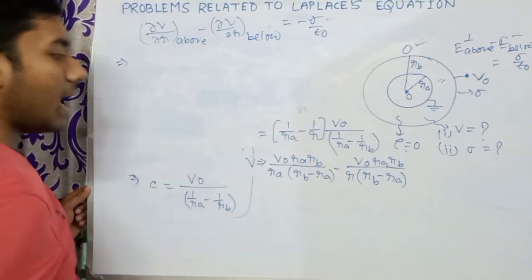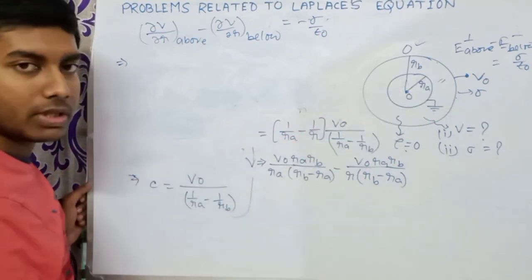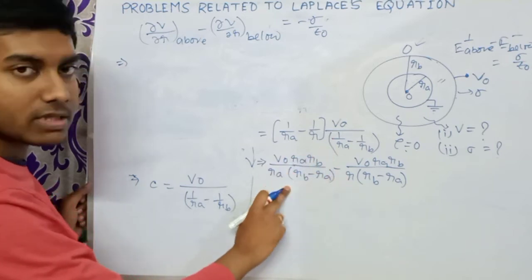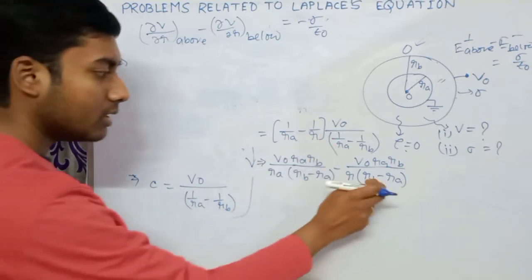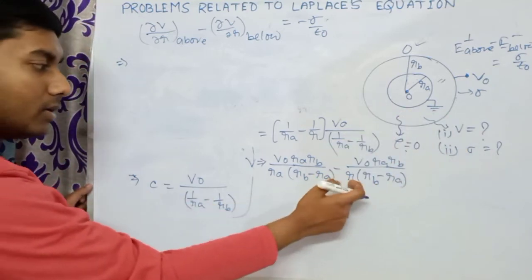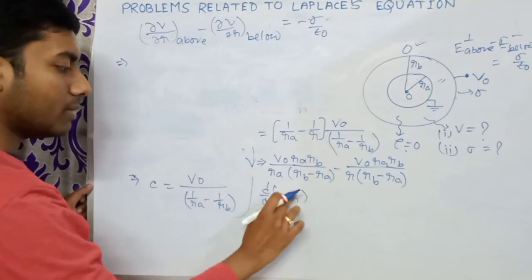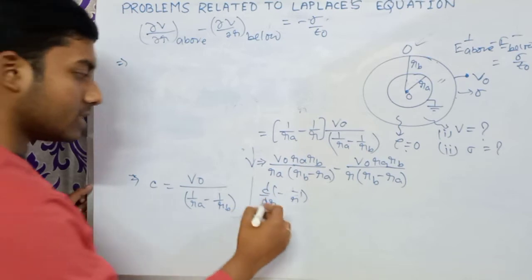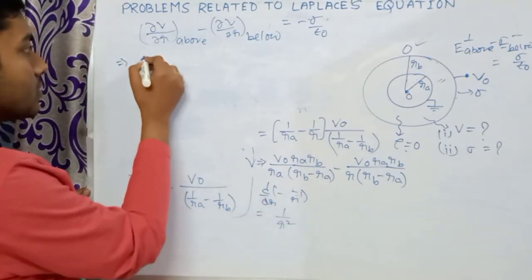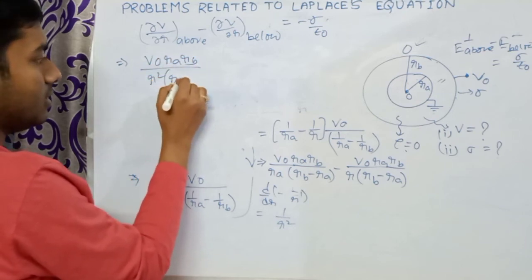Now del V over del r above, we have to differentiate it. This is the expression of V in between the region, so we have to differentiate it. This term will vanish because all the things are constant here. The variable is only in the second term, minus 1 by r. The derivative of this, what will be that? r to the power minus 1 gives 1 by r squared, right? So 1 by r squared, V naught ra rb by r squared, rb minus r.